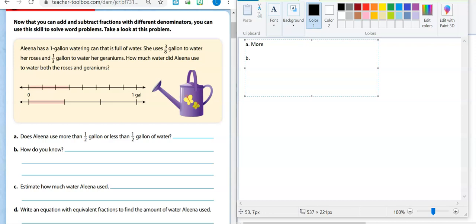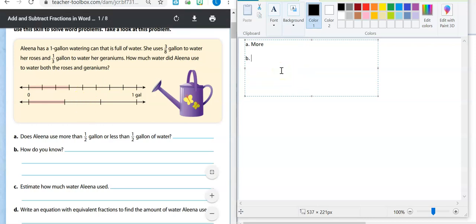And it asks us, how do I know? So if we're going to estimate, I know that 3/8 is closer to 1/2. So let's look. 3/8 is right here. Is 3/8 closer to 1/2 or is it closer to 0? So 3/8 is closer to 1/2. Now let's look at our second number line. So our second number line, 1/3 is right here. Is 1/3 closer to 1/2 or is it closer to 0? 1/3 is closer to 1/2, which will be represented in this area.